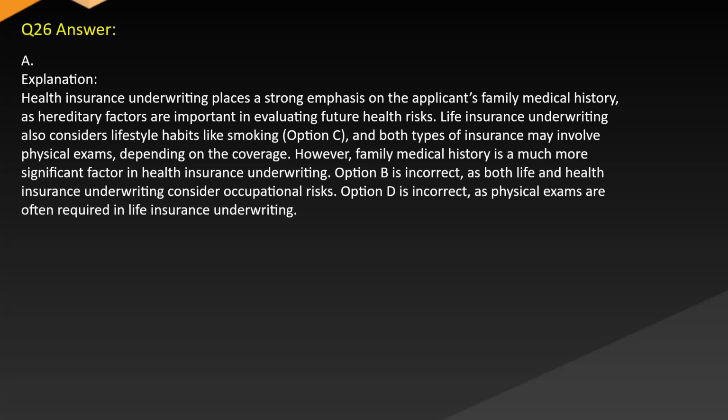Answer and explanation. Health insurance underwriting places a strong emphasis on the applicant's family medical history, as hereditary factors are important in evaluating future health risks. Life insurance underwriting also considers lifestyle habits like smoking, option C, and both types of insurance may involve physical exams, depending on the coverage. However, family medical history is a much more significant factor in health insurance. Option B is incorrect, as both life and health insurance underwriting consider occupational risks. Option D is incorrect, as physical exams are often required in life insurance underwriting.